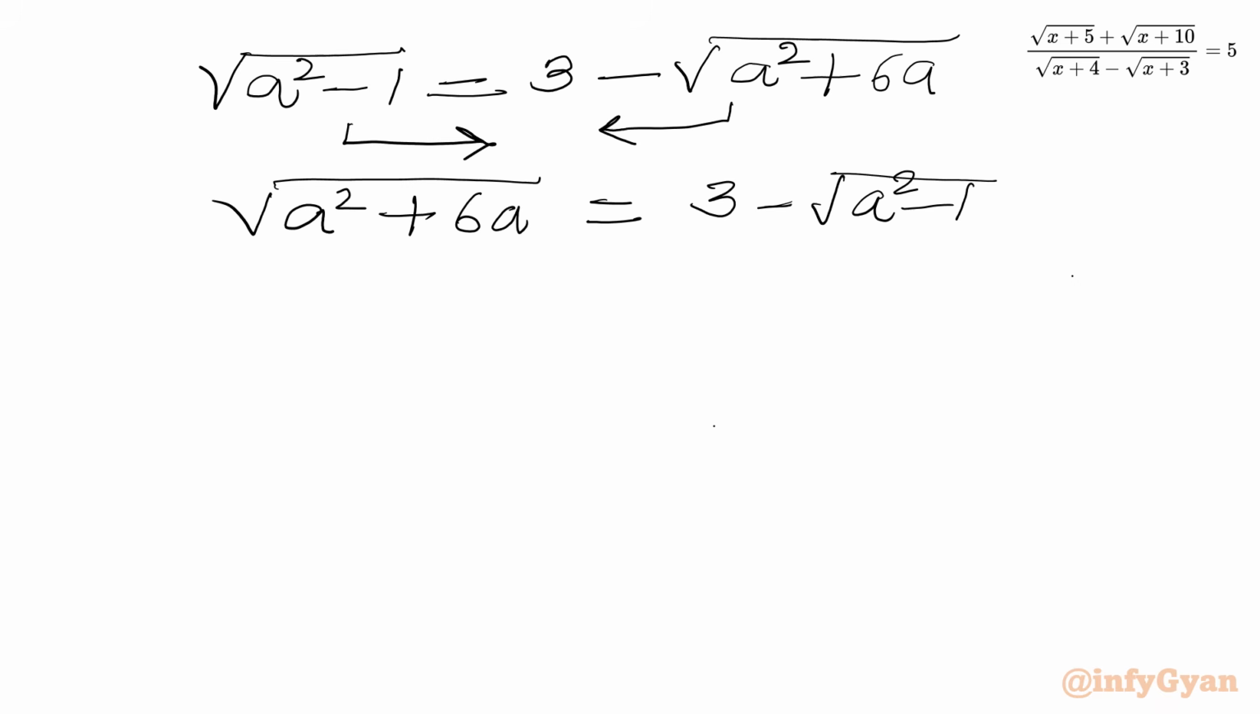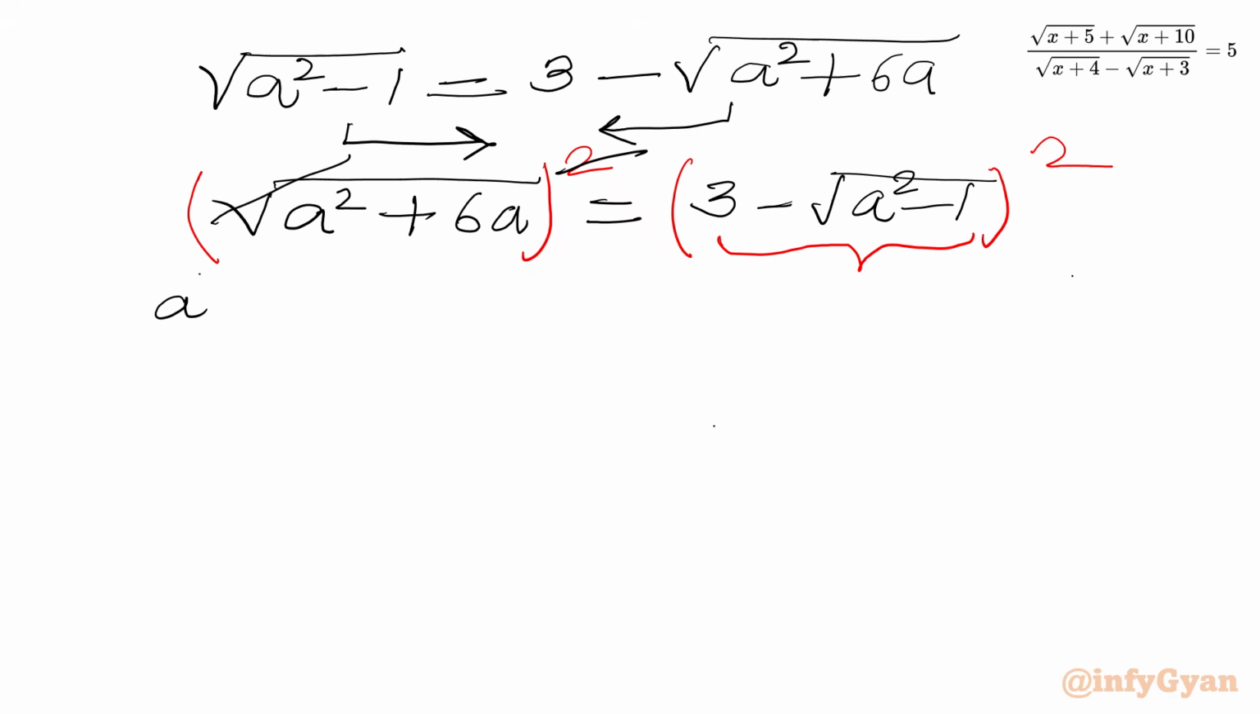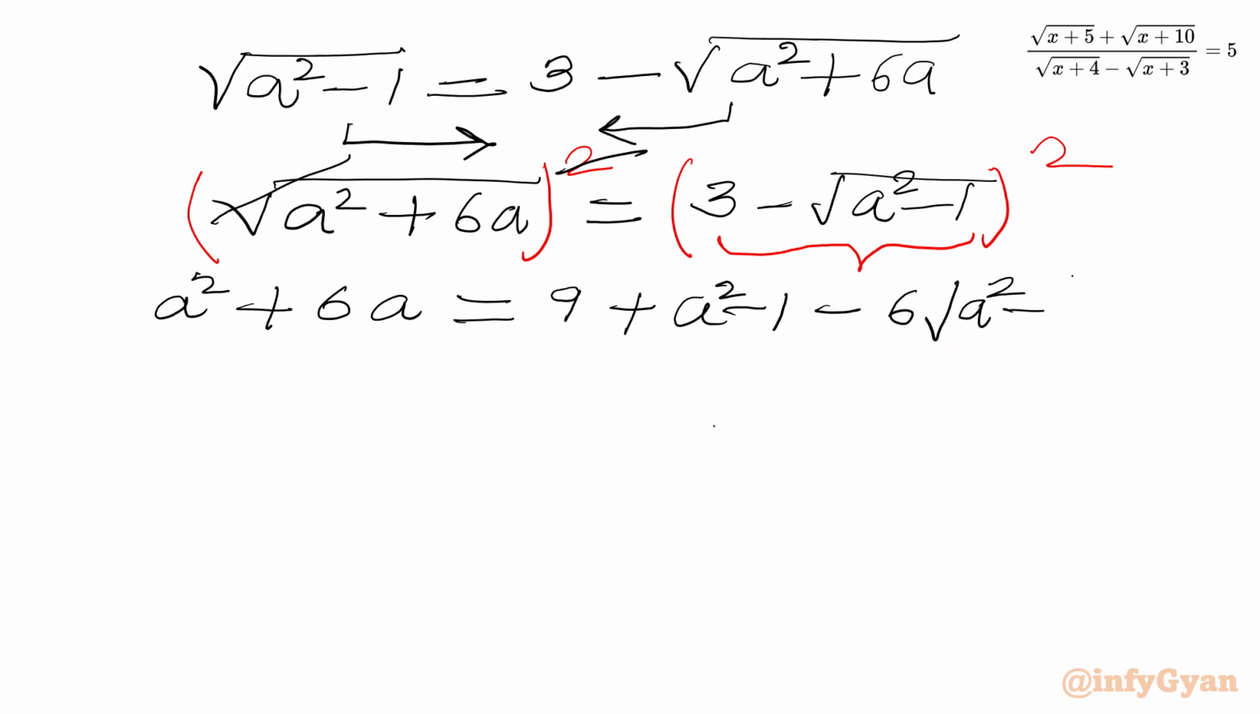We'll be squaring once again. So we'll write the whole power 2 here, and the whole power 2 here. Here we are using the (a minus b) whole square identity. And on the left hand side the square root and square will get over. So in the LHS there would be a² plus 6a. In the RHS we will get 9 plus a² minus 1 minus 6 times square root of a² minus 1.